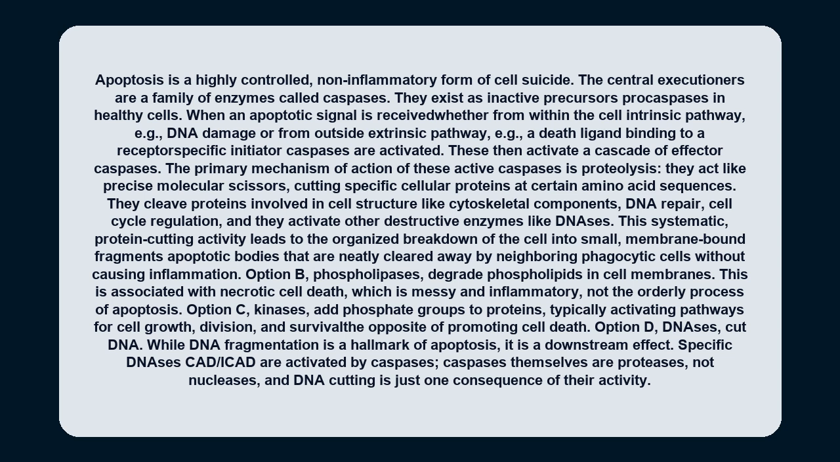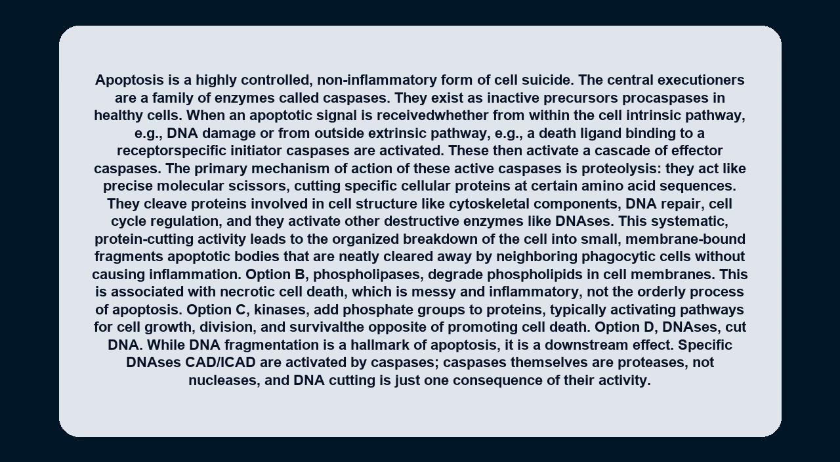The central executioners are a family of enzymes called caspases. They exist as inactive precursors, procaspases, in healthy cells. When an apoptotic signal is received, whether from within the cell (intrinsic pathway, e.g., DNA damage) or from outside (extrinsic pathway, e.g., a death ligand binding to a receptor), specific initiator caspases are activated. These then activate a cascade of effector caspases.